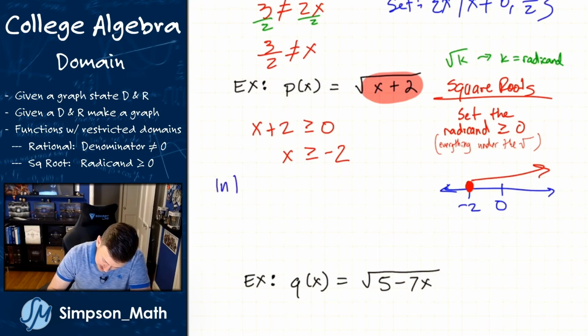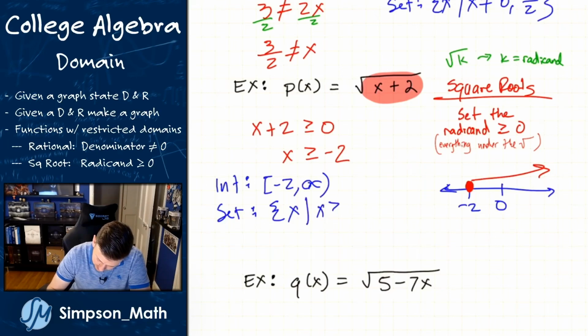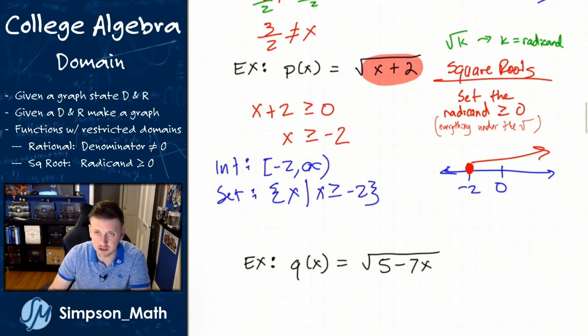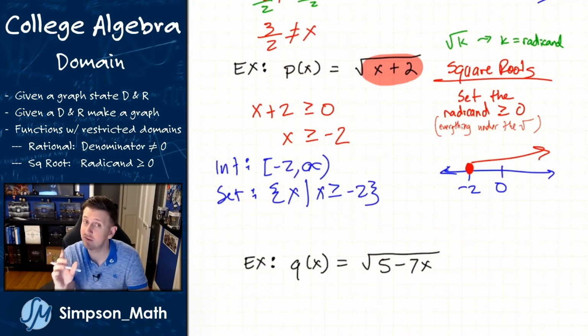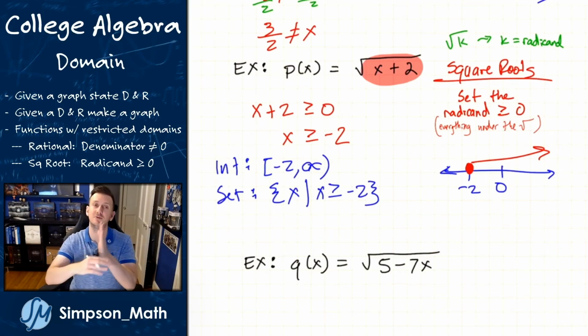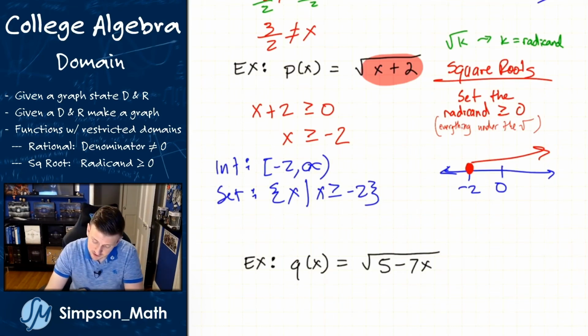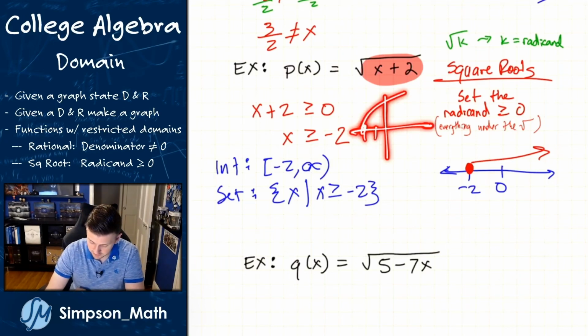Interval notation: negative 2 to infinity. Set notation: x such that x is greater than or equal to negative 2. You can also take advantage of the fact that you've hopefully now mastered graphing using transformations. This particular function is just a square root function that's gone left 2, square root like that. So if you understand your transformations, that can also help you make sense of our domain.